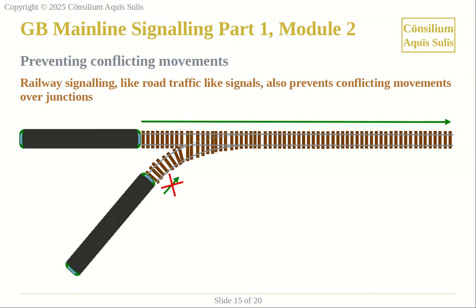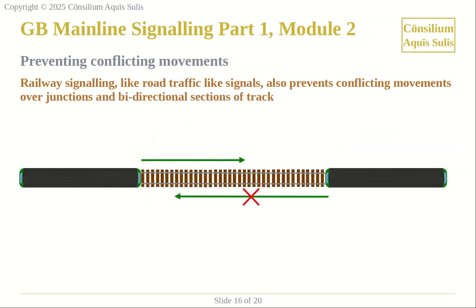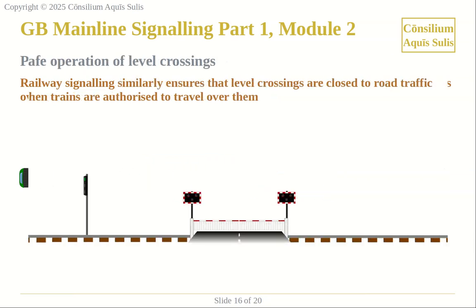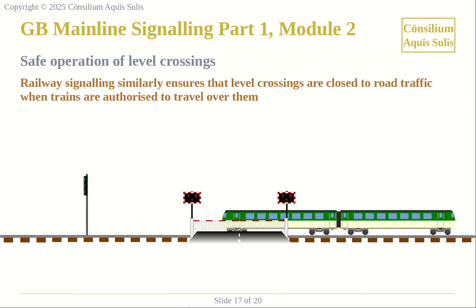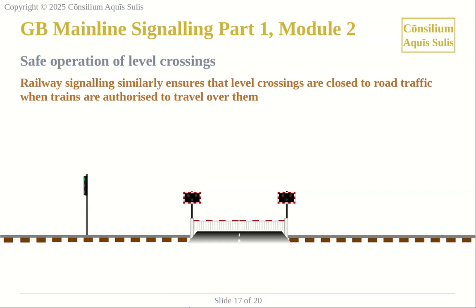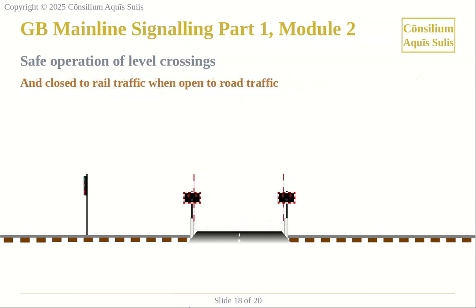Railway signalling, like road traffic signals, also plays a role in preventing conflicting movements over junctions. Where we have different traffic flows over a junction, we need to make sure that they don't both flow at the same time. And similarly, where we have the potential for trains to go in opposite directions over the same piece of track, we need to make sure that they're not authorised to do so at the same time. And likewise, where a railway crosses a road, we need to make sure that the road is closed when the trains are authorised to travel over it, and likewise that the railway is closed to traffic when the crossing is open to road traffic.